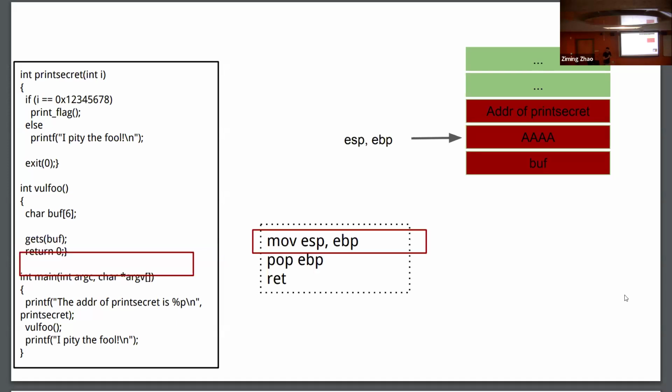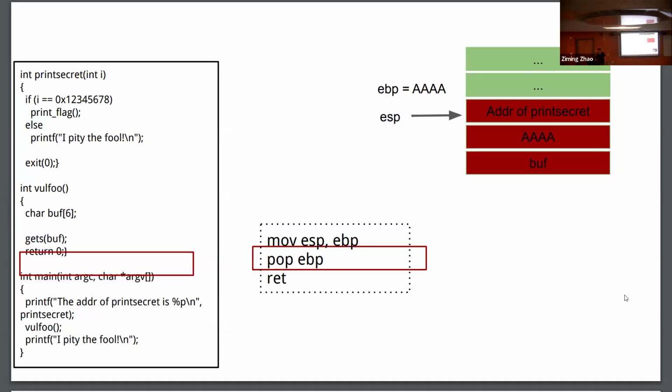What happens is EBP will move to ESP, the epilogue. Then EBP will get popped, right? So EBP will have our garbage value for A's there. That's the garbage value we put there.